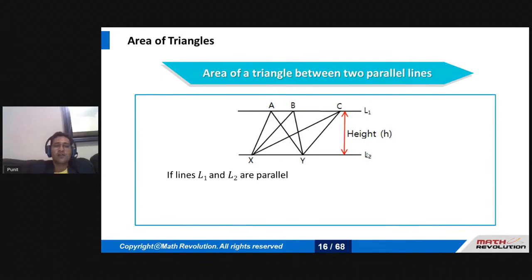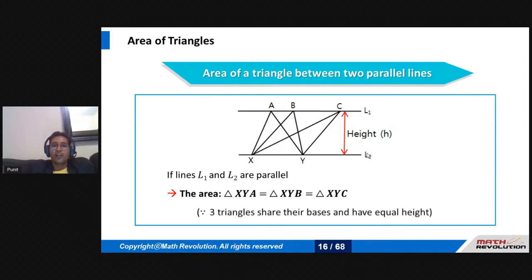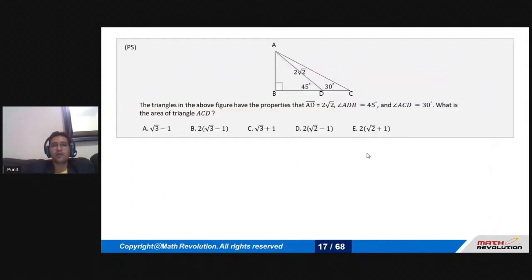Now, let's talk about the area of a triangle between two parallel lines. Suppose L1 and L2 are two parallel lines. I have a triangle here, which is XAY, then a triangle here, XBY, then a triangle here, XCY. So I'm taking a common point X and Y here. Then the area of triangle XYA would be equal to XYB equal to XYC. Three triangles that share the same base have equal height, always remember. So this property would be applied in major questions.